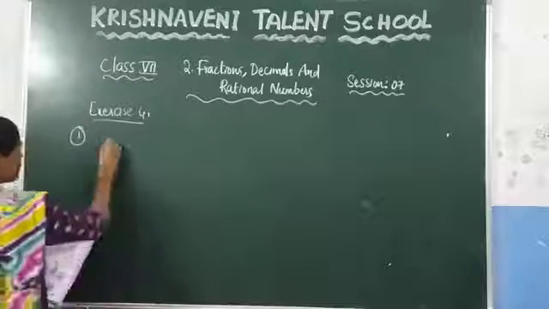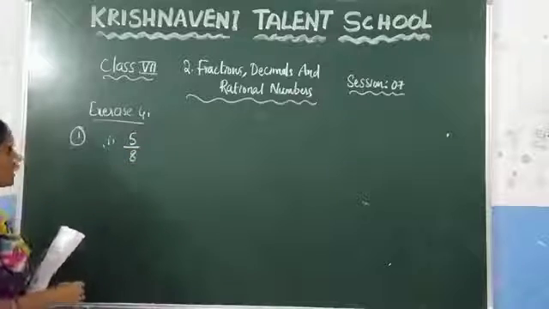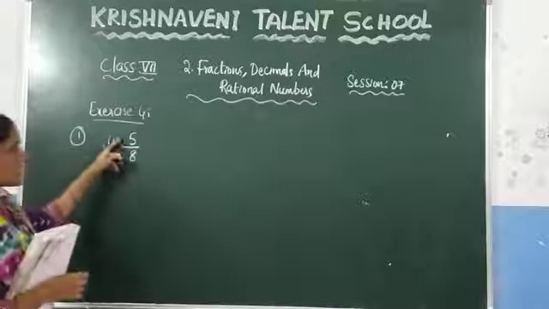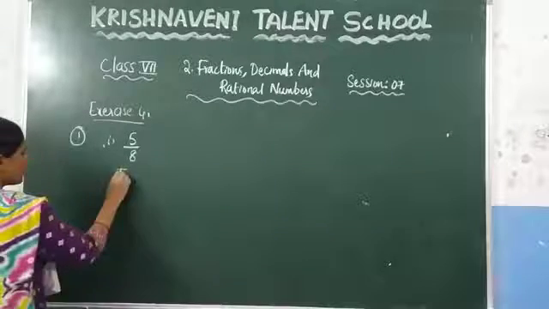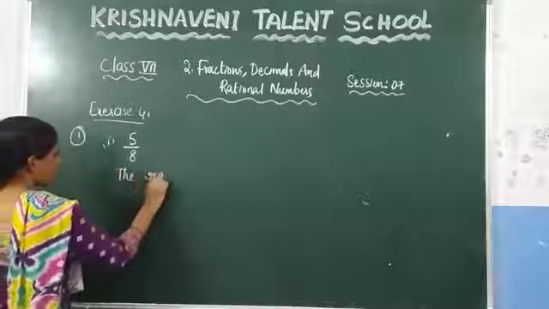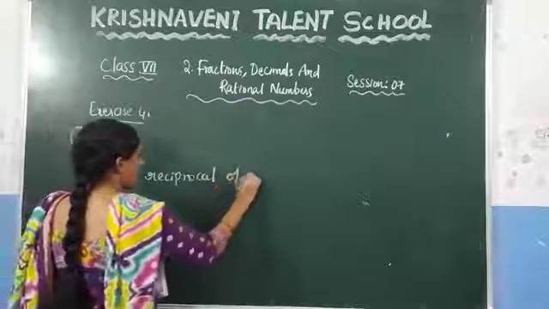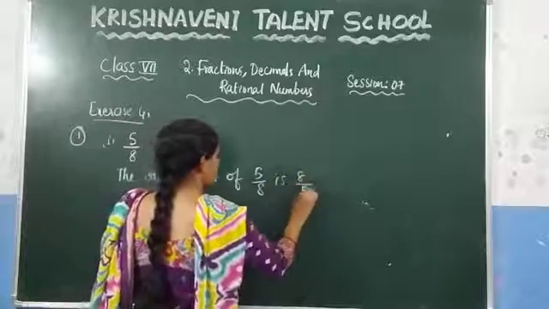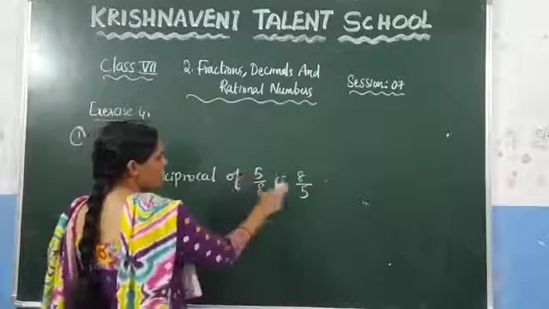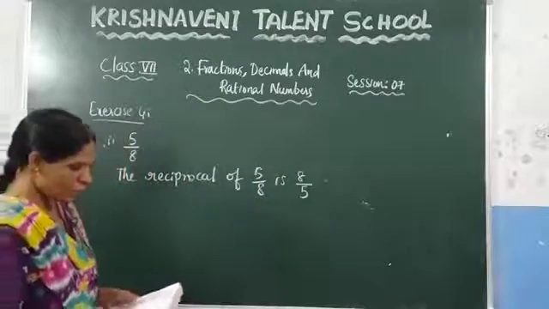So here in the first question they have given 5 by 8. You need to write the reciprocal of 5 by 8. What is the reciprocal of 5 by 8? It is nothing but 8 by 5. So write it here. The reciprocal of 5 by 8 is 8 by 5. You just need to change the numerator into the denominator and the denominator into the numerator. That we call a reciprocal.